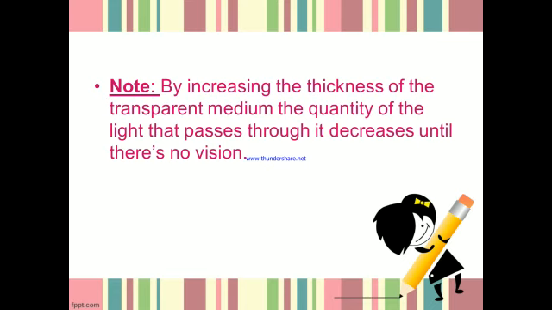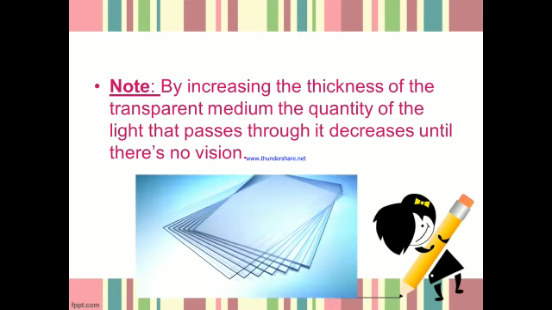Again, by increasing the thickness of the transparent medium, the quantity of light which passes through it decreases until there is no vision, as you see in these glass sheets. By increasing the number of the glass sheets, the permeability of light to pass through decreases until there is no vision at all.